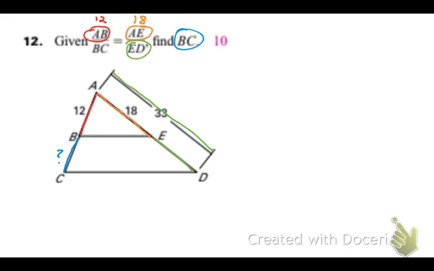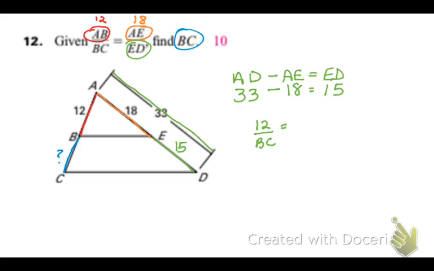So we're going to take the whole length, AD, and subtract AE, and that's going to give us ED. So our whole length is 33. We're going to subtract AE, which is 18, and ED equals 15. So ED is equal to 15. So now we have our ratio and we can find BC. We have 12 over BC is equal to 18 over 15. We cross multiply.